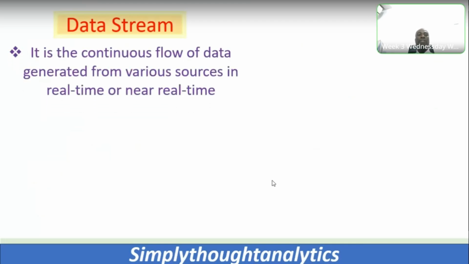Then let us look at data stream. Data stream is a continuous flow of data which are generated from various sources in real time or in near real time. The word stream is familiar to us because some of us stream videos online, we stream football and so on. So data stream is very important now because if you want to do a real-time analysis, you will need data stream. And a good example of this is, let's look at hazard monitoring and management.